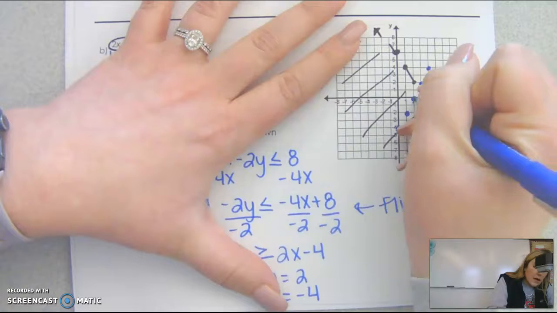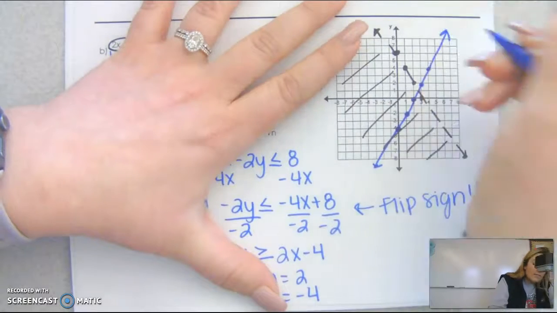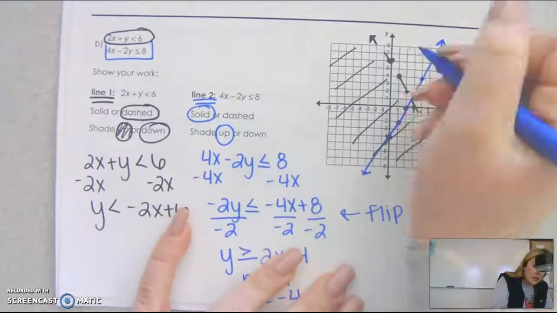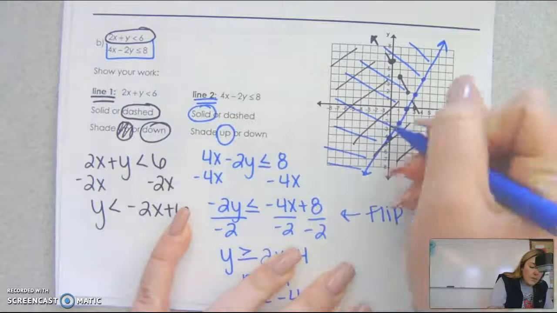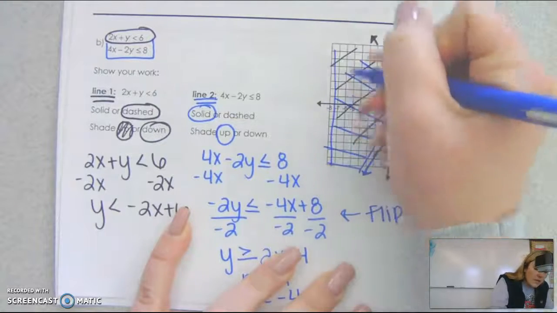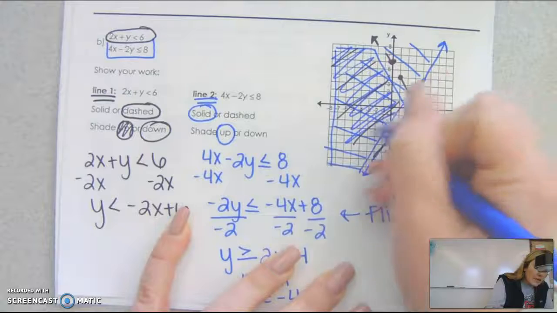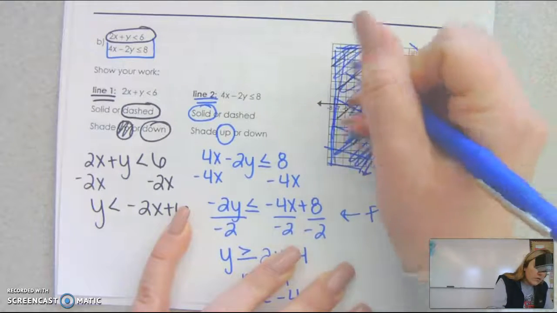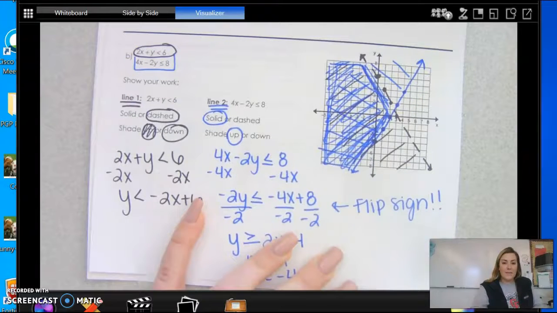And I'm going to draw in my solid line. And now I can shade. I know I need to shade up, so I'm going to shade this way. And then I'm going to make my double shaded area really dark so that we can tell exactly where my solutions are. Okie dokie, let's keep going.